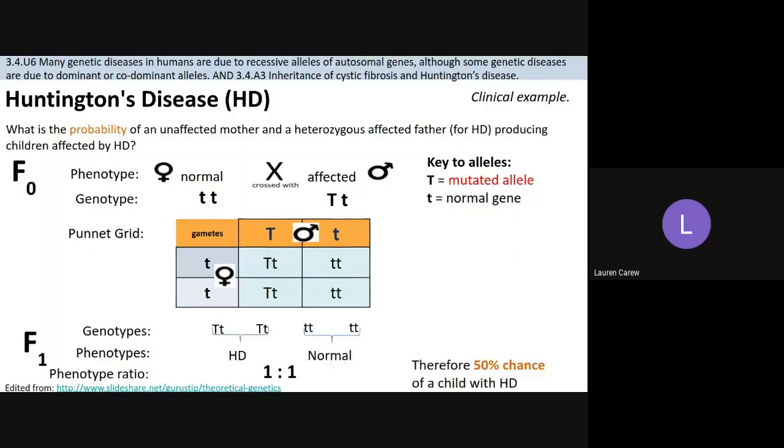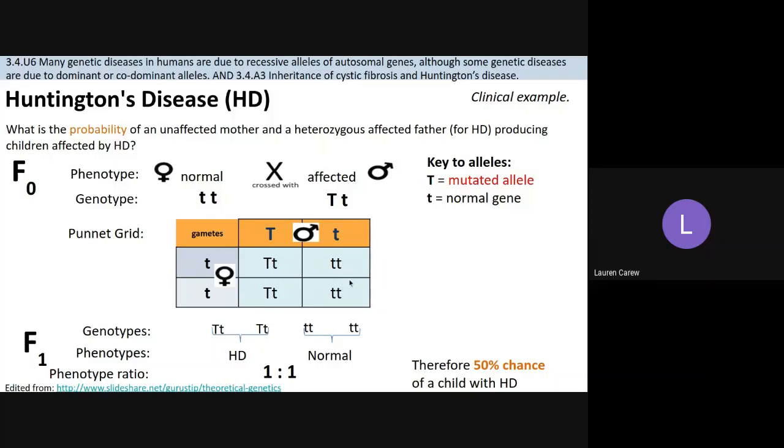And so what do we get? There's a 50% chance of having a child with Huntington's disease. Those would be these two individuals. And there is a 50% chance of having a child that is not affected by Huntington's disease.